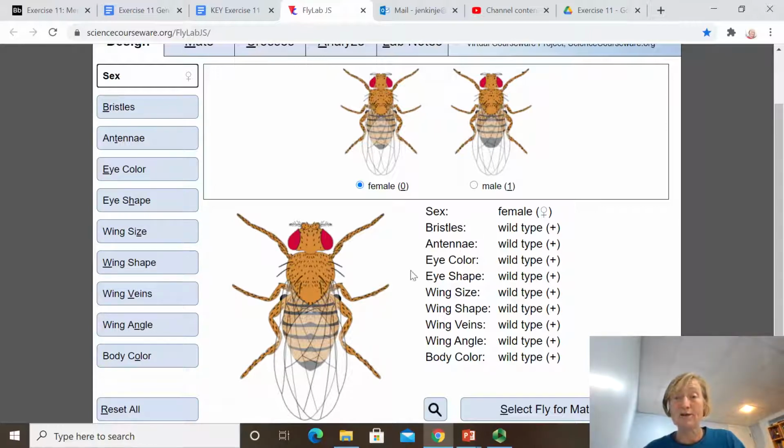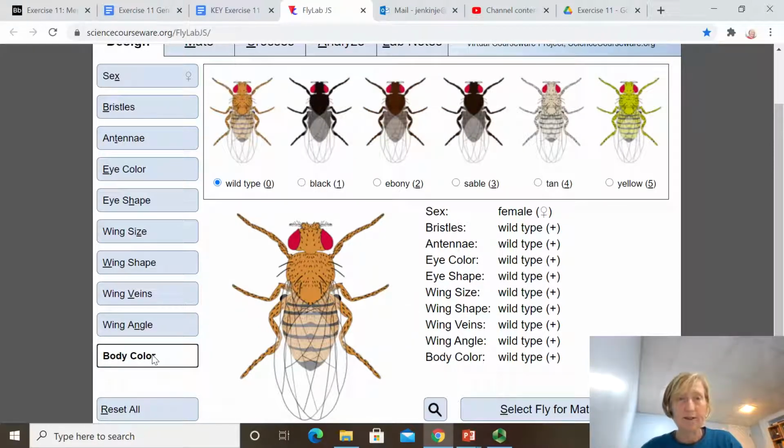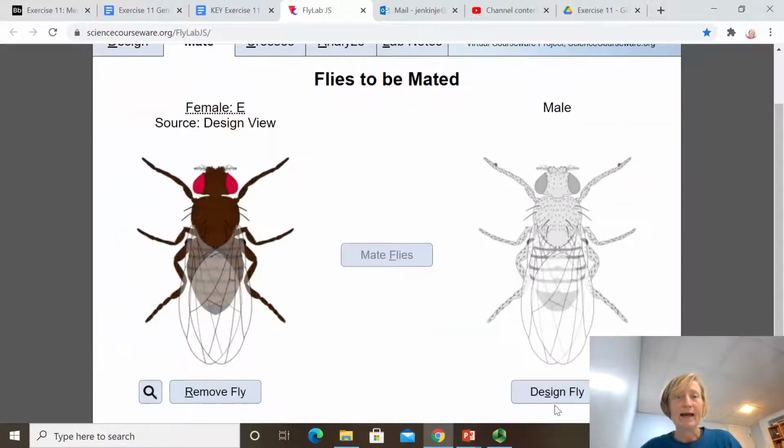They start out as being wild type for all these different characteristics, okay? But I'm going to pick a female that has the mutation for ebony body color. That's what I'm going to do. So I need to click on body color and change her to have ebony body color. Ooh, that's beautiful. And I'm going to select her for mating. And there she is. She's got this big E.